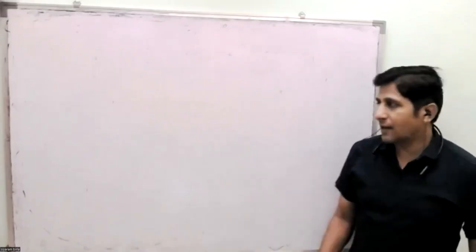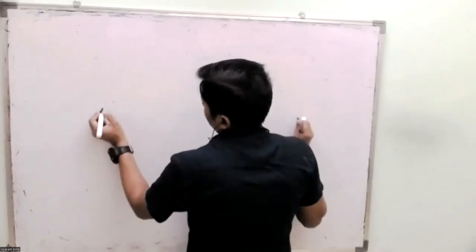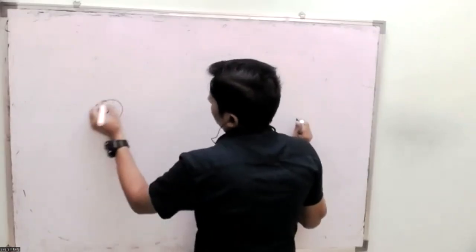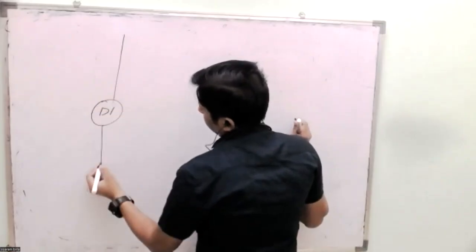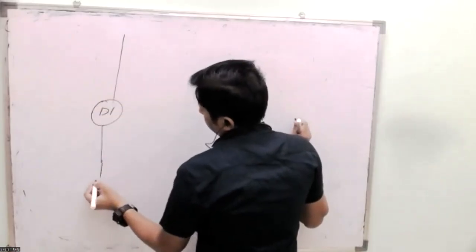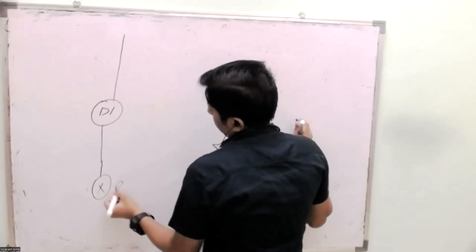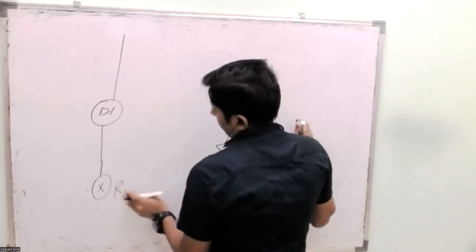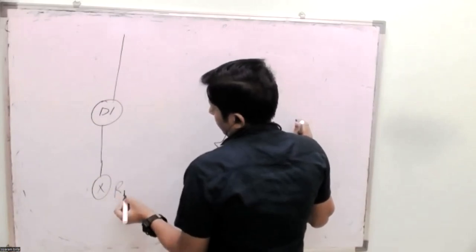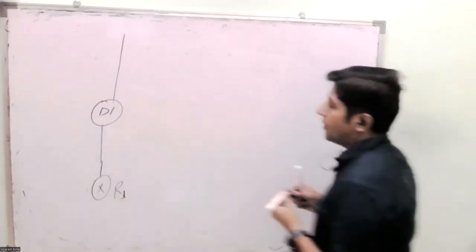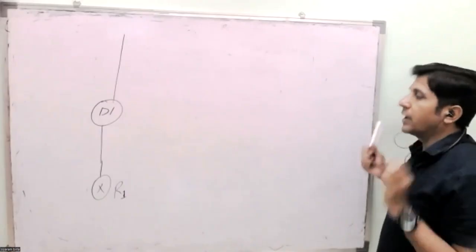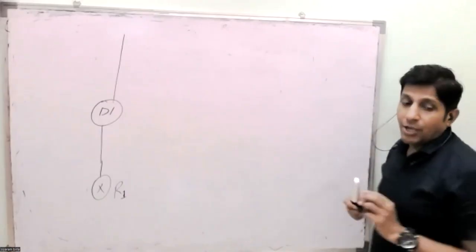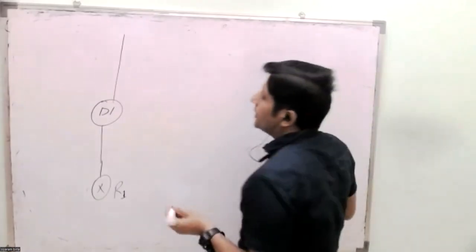Let me draw the diagram again. Do you have any question on the interface types, sir? Clear? Sir, could you please explain the HA, high availability setup again? Okay.